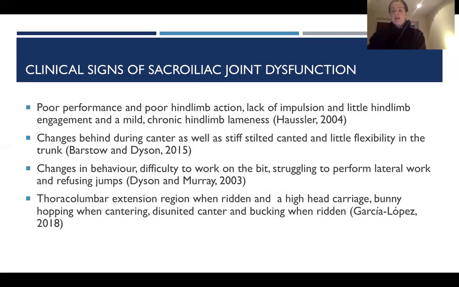Changes in behaviour, difficulty working on the bit, and difficulty with lateral work and refusing jumps are also commonly seen. Garcia Lopez stated in his research that horses moved with the thoracolumbar region in extension and a high head carriage. They also had problems during canter and showed bunny hopping, incorrect leads, and reluctance to canter. The research also spoke about, as mentioned earlier, poor development of the thoracolumbar, epaxial, and pelvic muscles.